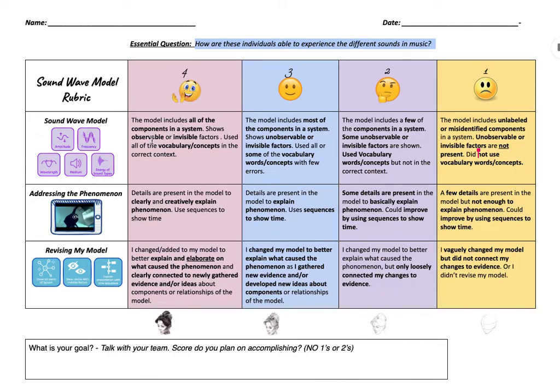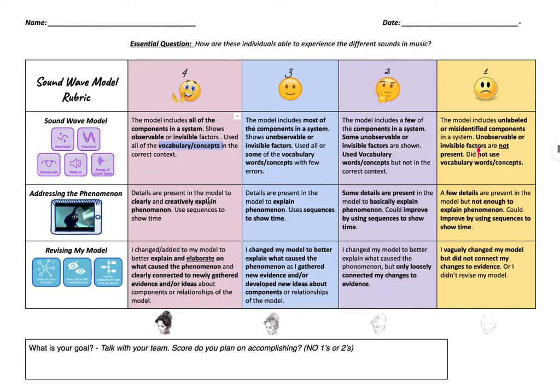It shows both observable and invisible factors. So meaning, it's going to show the things that we can see, the actual vibrating of the speaker, if you will, and then it's going to show the things we can't see, like the sound waves themselves, or the actual terms. And again, this goes to the actual terms, the vocabulary and key concepts. So this is what a 4 looks like. A 3 is a little less clear, and then a 1 is really, really not clear, connected to your model.